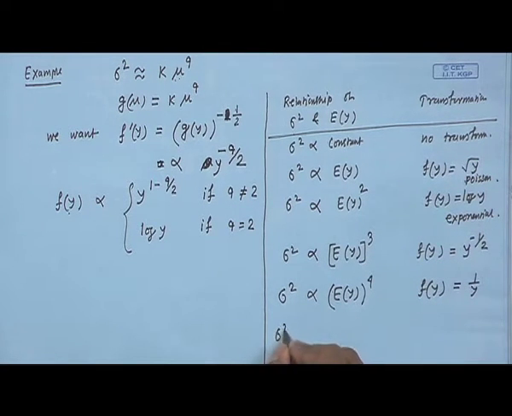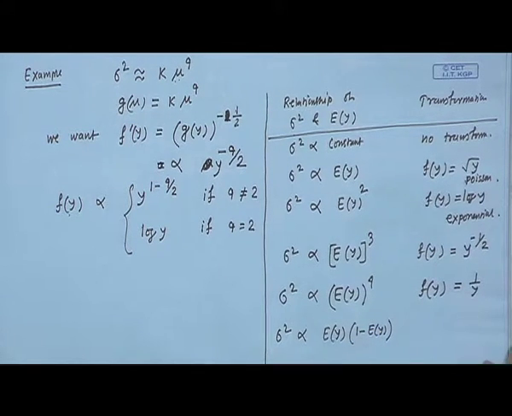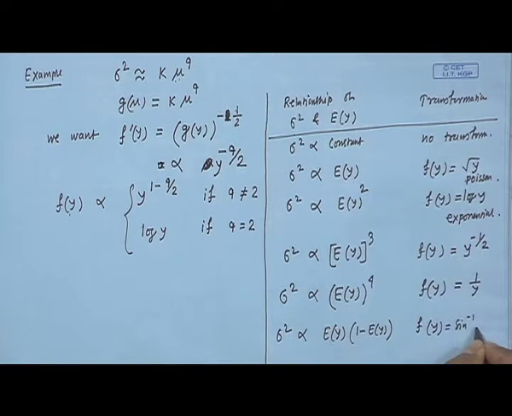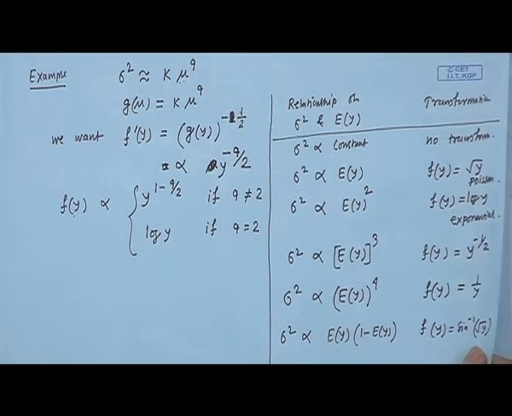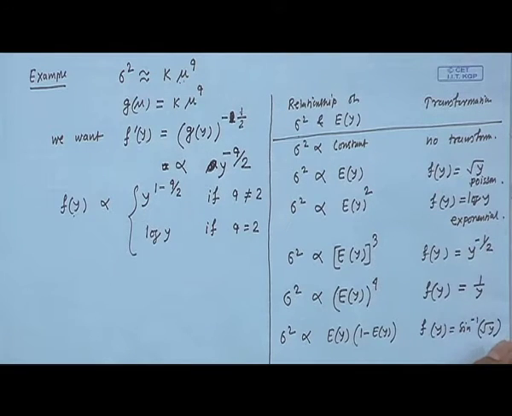But suppose if sigma square is proportional to expectation of y into 1 minus expectation of y. This is the case when y is a proportion between 0 and 1. So, in this case f y is equal to sin inverse root y. Okay. So, this is all about variance stabilizing transformation.